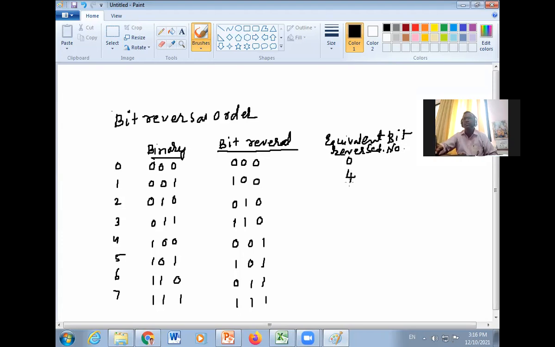This is again 4. What about this? This is 2. What is this? This is 6. Then again 1, 5, 3, and 7. Understood? How I am writing this bit reversal equivalent number? Yes, sir. समझ में आया?